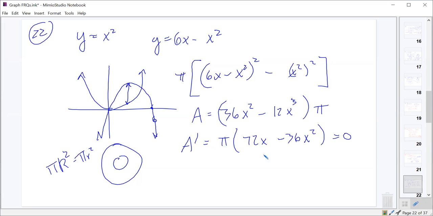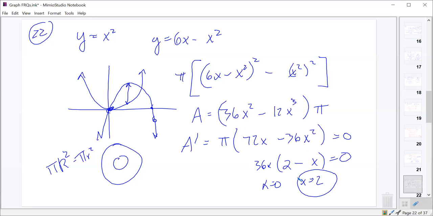So we'll just take this, 72x minus 36x squared. I'll take the 36x out of it, and that gives us 2 minus x equals 0. So that'd be either x equals 0 or x equals 2. But x equals 0 clearly doesn't make any sense because that's where they intersect. So that's going to probably be our minimum, and x equals 2 ought to be our max.